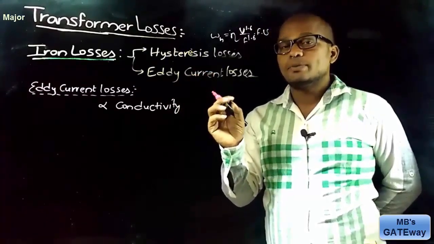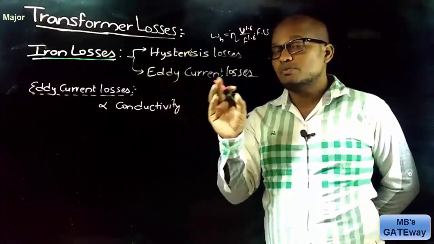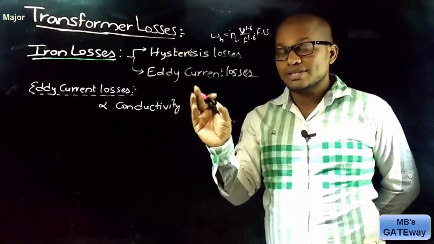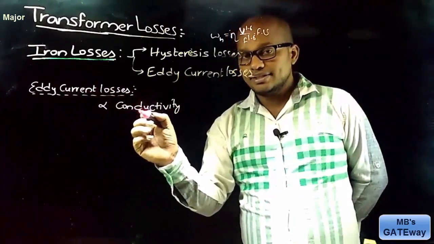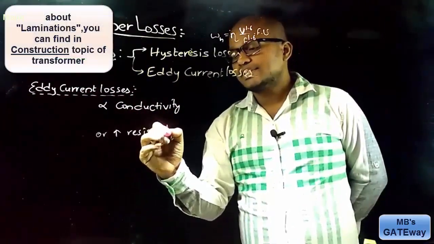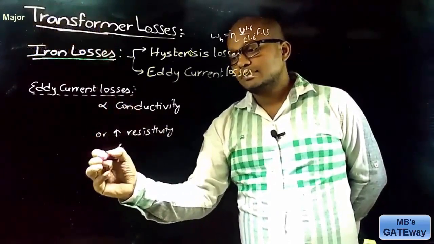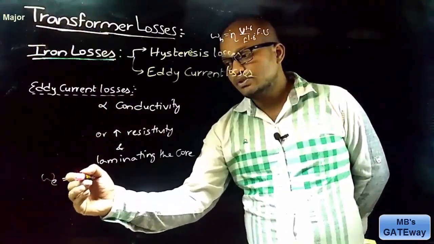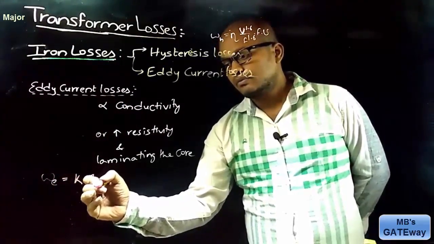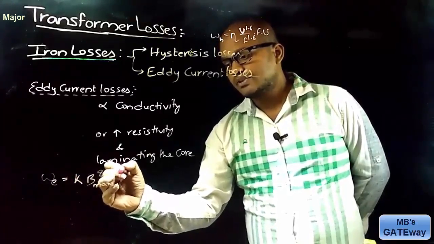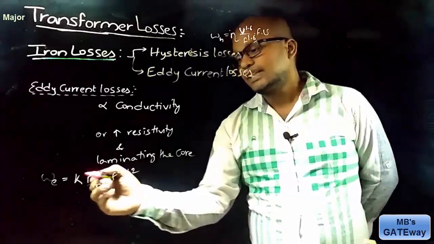But adding 3 to 4% of silicon content to the CRGO steel will not reduce the eddy current losses to a great extent, and eddy current losses are reduced to a great extent by laminating the core. So to have less eddy current losses, we need to decrease the conductivity or increase the resistivity of the core material, and eddy current losses are much reduced by laminating the core. And eddy current loss WE is equal to K into B max square F square into T square, where T represents the thickness of the lamination and K is constant.